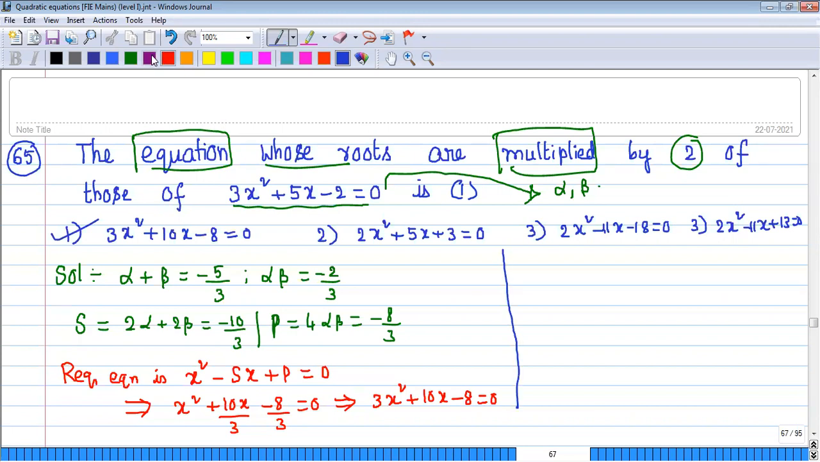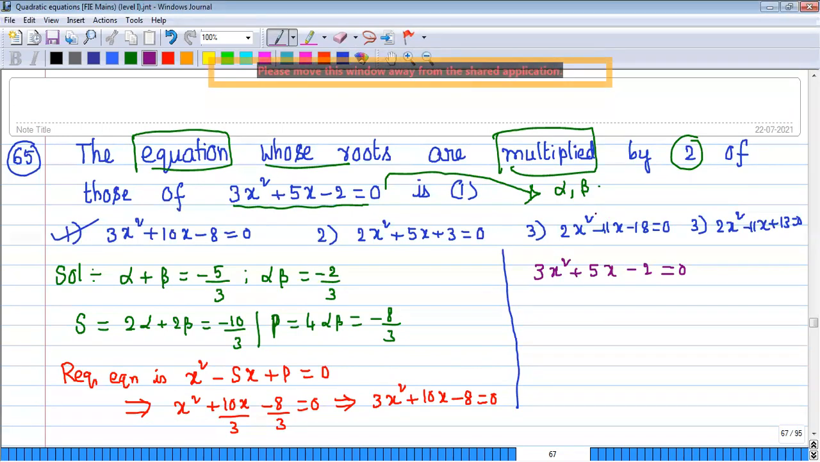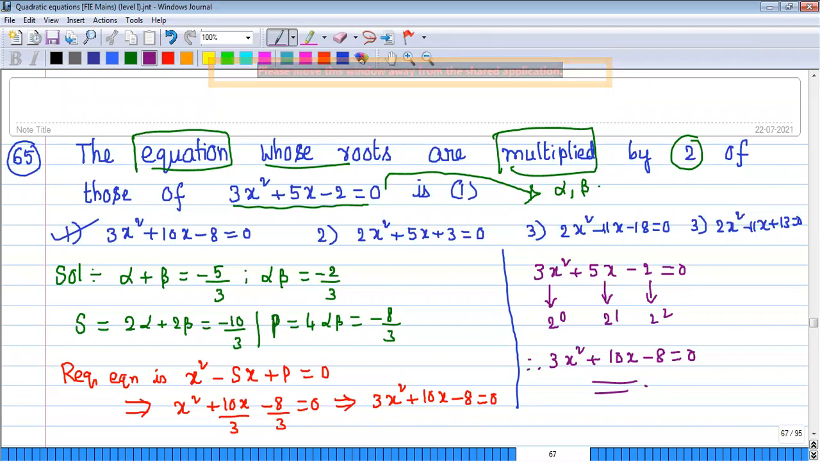So next method. Given equation is 3x square plus 5x minus 2 equals to 0. That means we need to find out the equation whose roots are 2 alpha, 2 beta. 2 alpha, 2 beta means what shall we do now? First term multiplied with 2 power 0, second term is 2 power 1, third term is 2 square. So therefore 3x square plus 10x plus 4 into negative 2, minus 8 equals to 0. This is the answer.